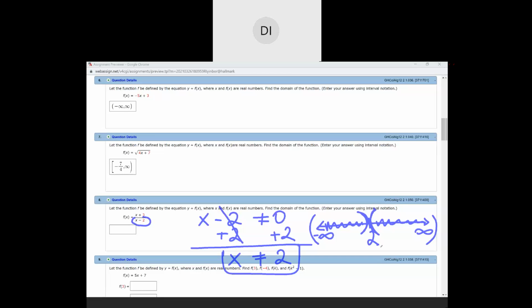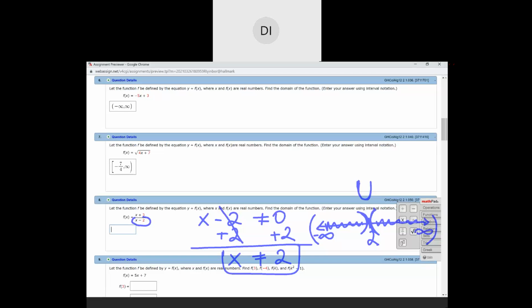Here you're going to have two intervals of the domain. It's going to be from negative infinity to 2, and also from 2 to infinity. And in math, you use this symbol to connect both intervals: union. Union means also. The first interval and also the second interval is the domain. So this is how you're going to plug in the answer.